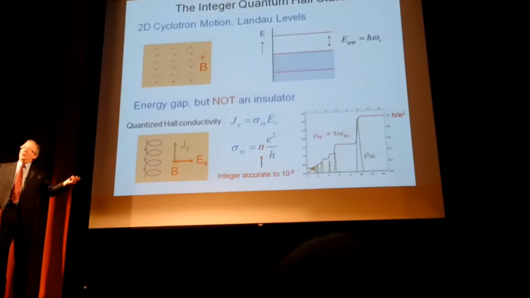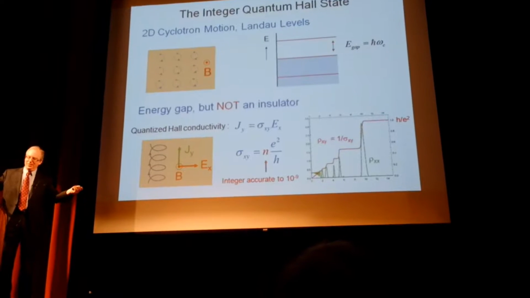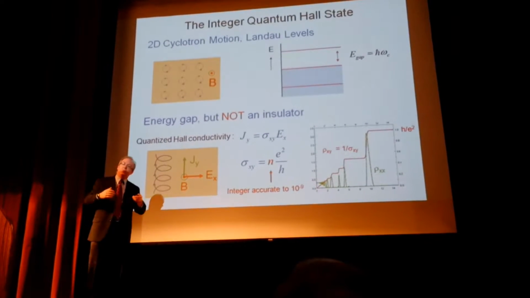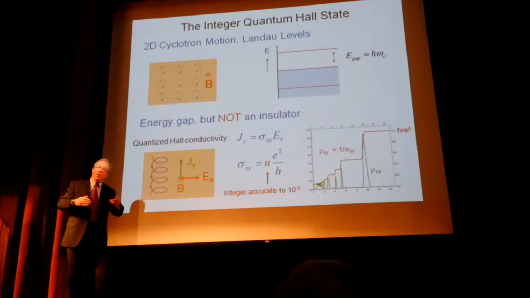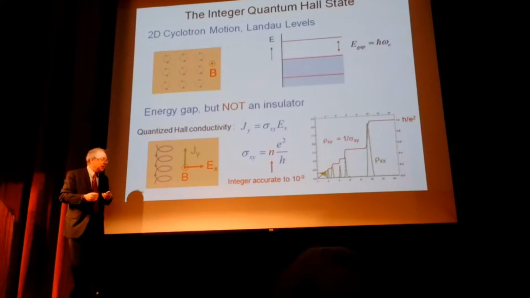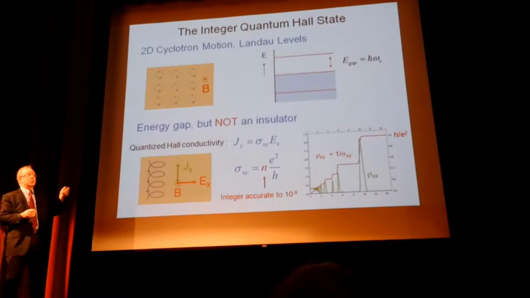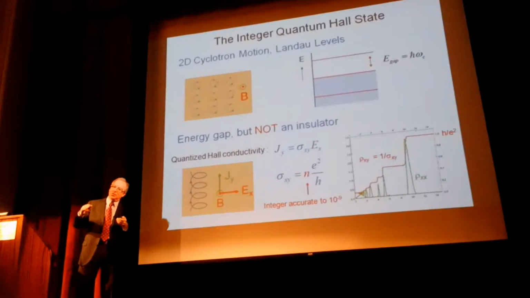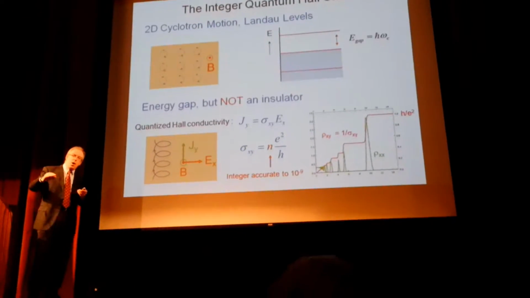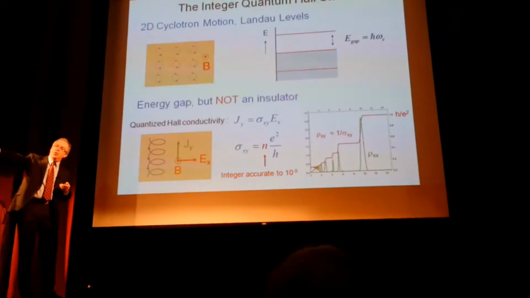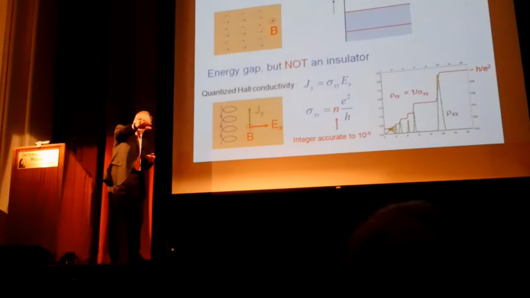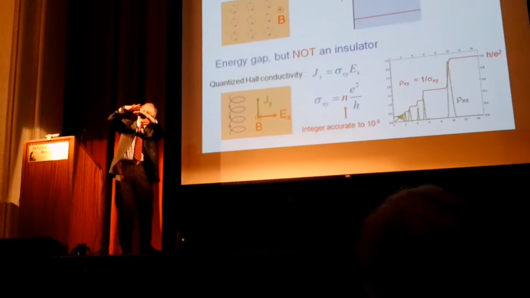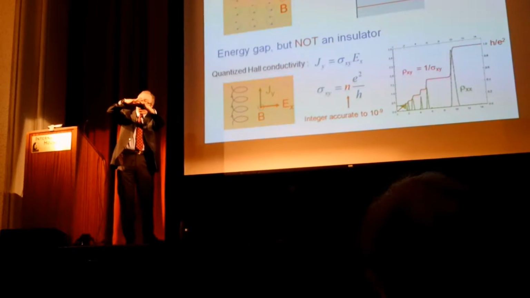The original topological state is a state that we've been studying for 30 years. It's called the quantum Hall state. Let me tell you what the quantum Hall state is. It's actually not so complicated. The quantum Hall state occurs when you confine electrons to a two-dimensional plane. That two-dimensional plane can exist on the interface between two materials.